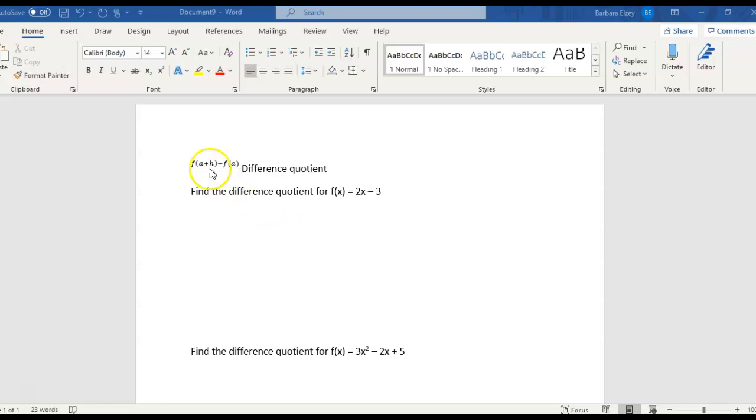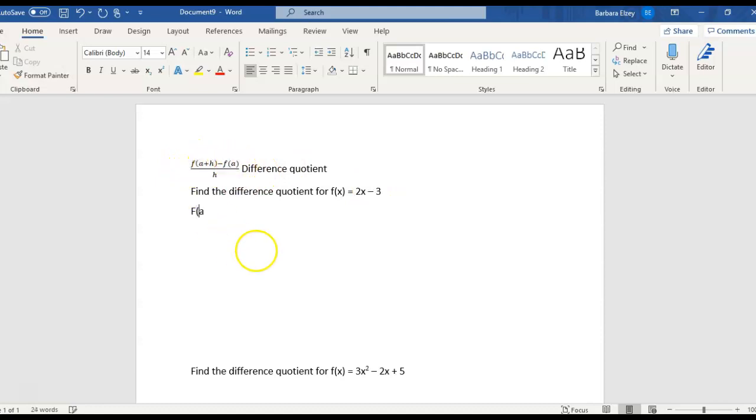So you'll notice that this formula right here has two pieces of functional notation in it. And of course, in our last section, we did some functional notation. Notice we have f of a plus h and f of a. So we're going to compute both of those, and then we're going to plug them into this formula. So we're going to find the difference quotient first for f of x equals 2x minus 3. Now, in our formula, notice we have to find f of a plus h and f of a.